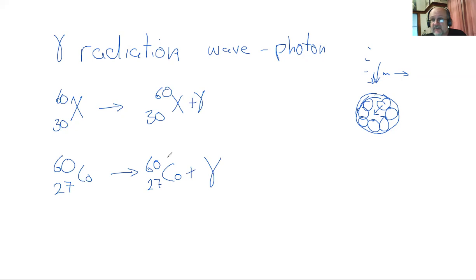Okay, so those are the basic types of things. Shortly we'll do radioactive clocks and half-lives and things, but good luck.